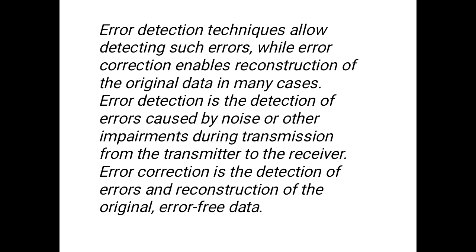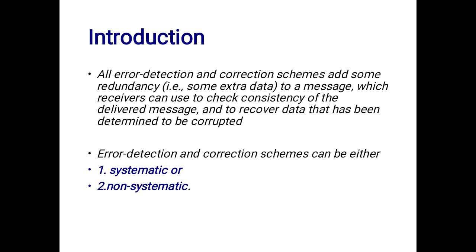Error detection is the detection of errors caused by noise or other impairments during transmission from transmitter to receiver, and error correction is the detection of errors and reconstruction of original data, that is error free data. Now, coming to the introduction part of error correction and detection, all error detection and correction schemes add some or other redundancy and some extra data to the message, which receivers can use to check consistency of the delivered message and to recover the data that has been determined to be correct.